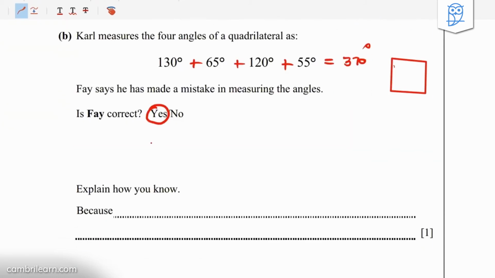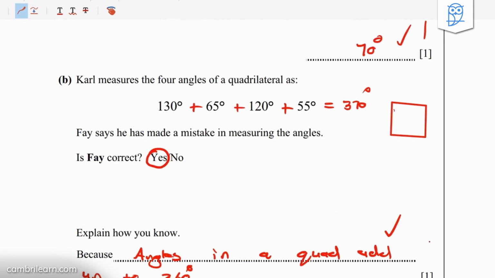And what is our reason? Now we have to explain to them that angles in a quadrilateral, so I'm just going to say angles in a quad, add up to 360 degrees. I'm just giving them the rule. Great stuff. There we have it. We have our mark.